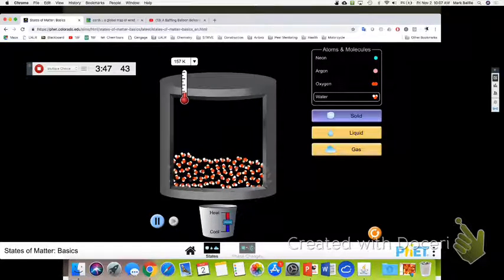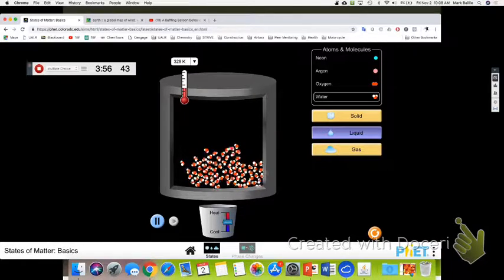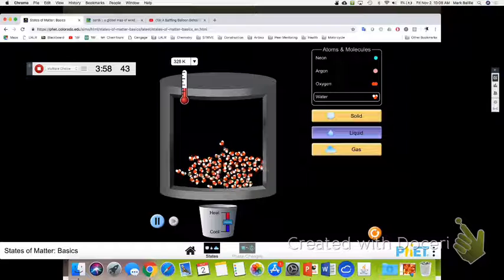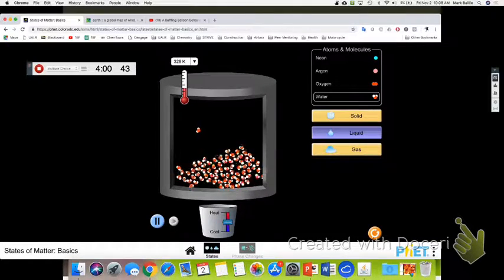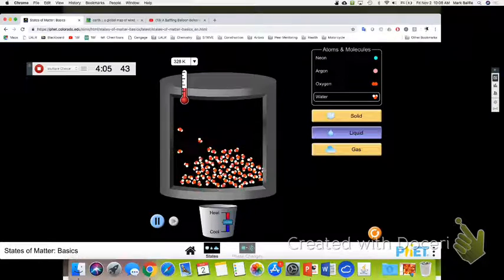If we then go to liquid, are they closer together or further apart, by the way? Close? There's less space between them. They're closer together. They're being pulled by gravity now, so they're being pulled down. We'll get to that.